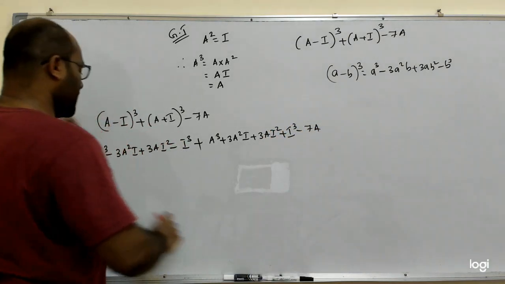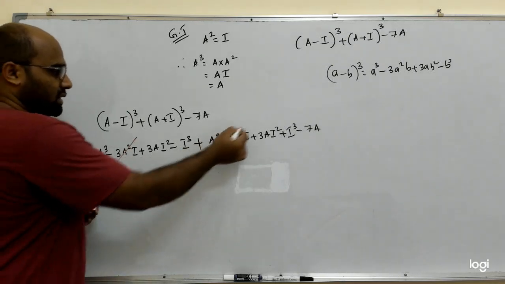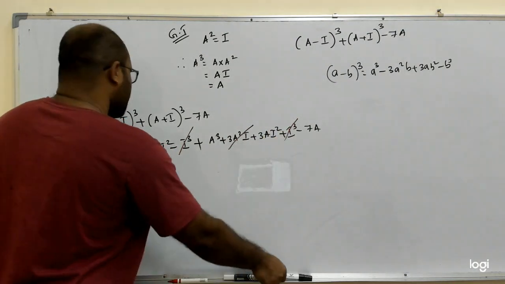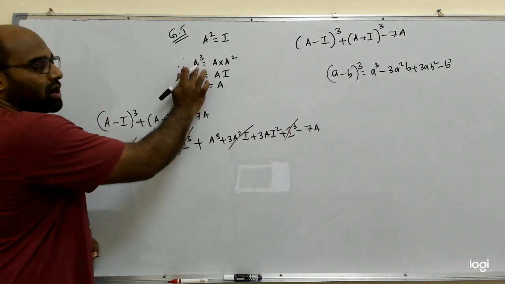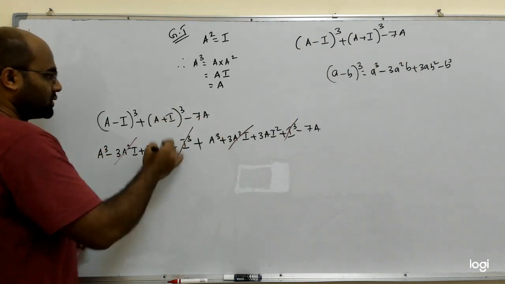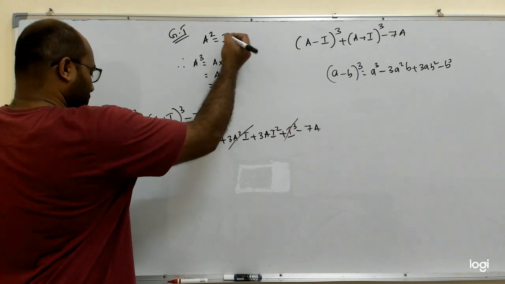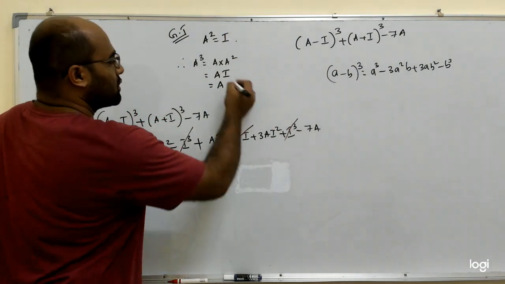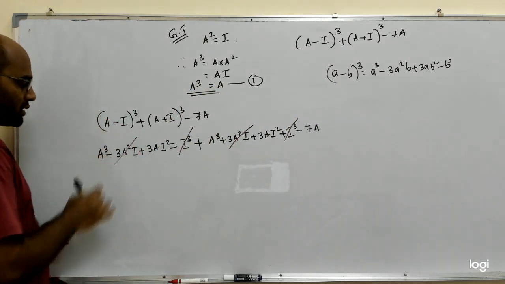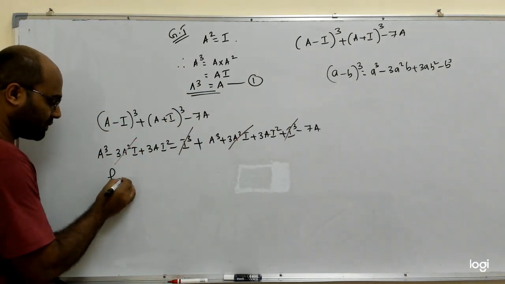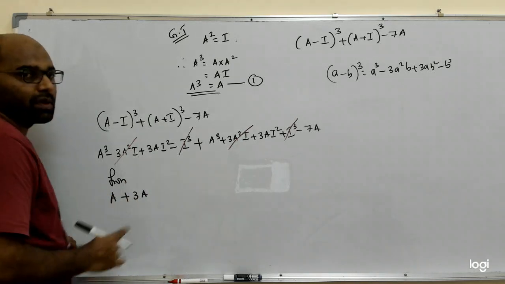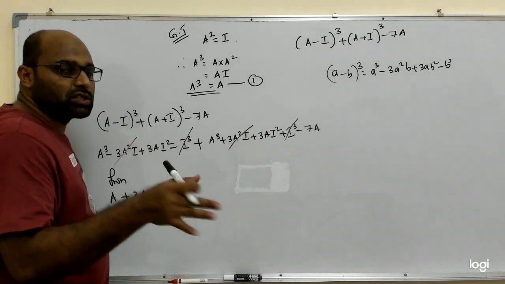For cancellation, 3A square I we can cut, and I cube and minus I cube we can cut. What is A cube? A cube, we already found, is the same as A. A square is I, so A cube equals A. So from this, A plus 3A. Why? I square, I cube, I raised to any power is I only.